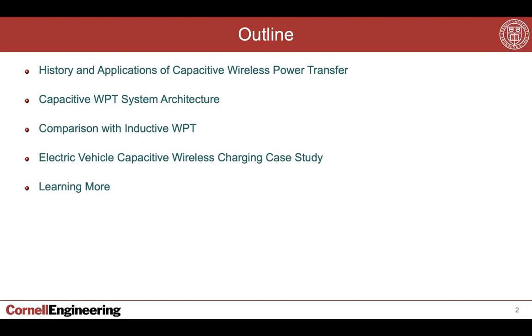I will then do a case study on capacitive wireless charging used to charge electric vehicles. And then I'll give you some pointers as to where you can go to learn more about this topic if you're interested. All right, so let's begin with the history and applications of capacitive wireless power transfer.